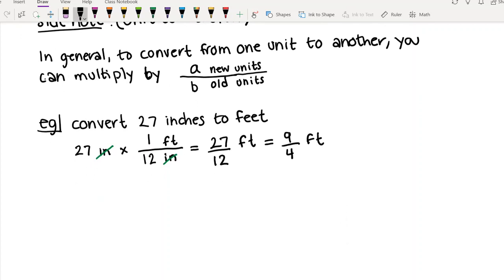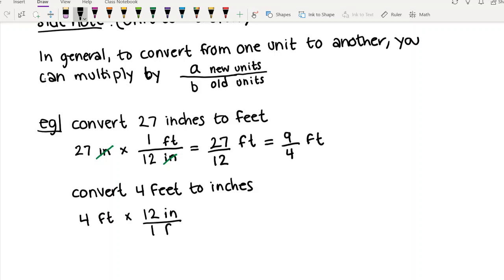Similarly, if we wanted to instead convert 4 feet to inches, well, then you could take 4 feet and multiply that by 12 inches over 1 foot. Because again, now the old units are going to cancel out and you'll be left with, in this case, 48 and your new units, inches. We're going to use this exact same idea to convert between radians and degrees.